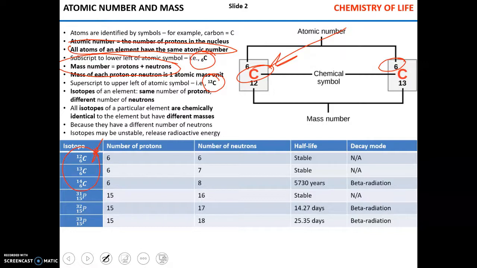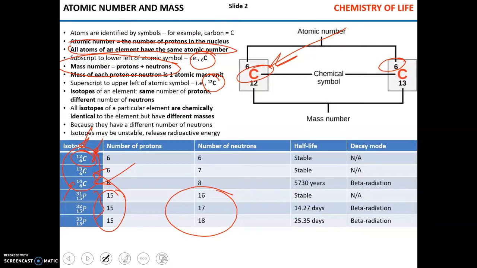Isotopes are chemically identical, but can be physically different. Okay? So here you can see an isotope of carbon with the atomic number 6 but atomic mass 12, and isotopes of carbon with atomic mass 13 and 14. So 12 is lighter, and 14 is heavier. Same goes for phosphorus. All isotopes of phosphorus have 15 protons but may have a different number of neutrons.